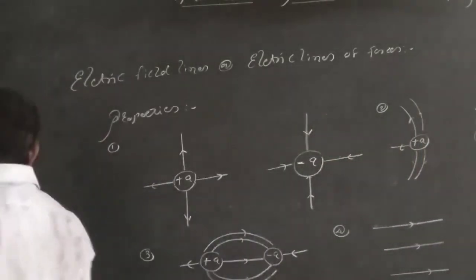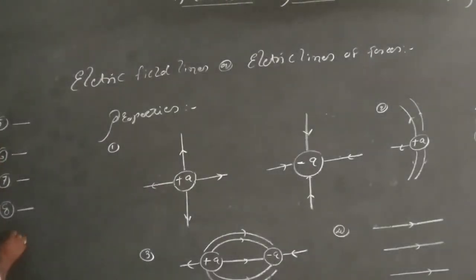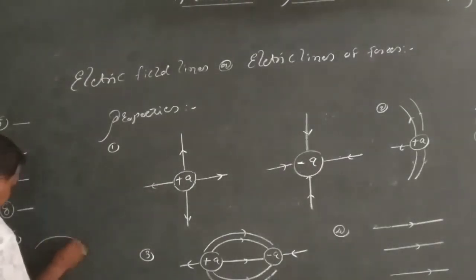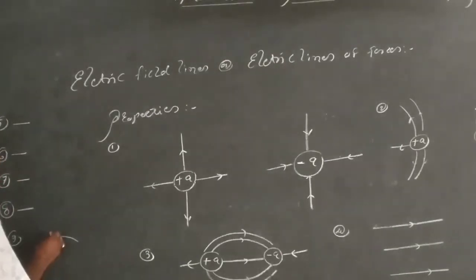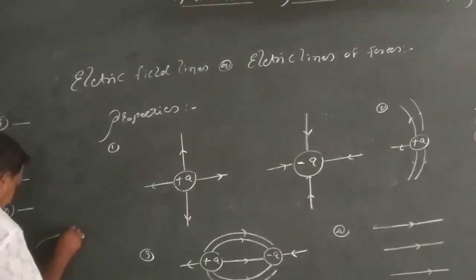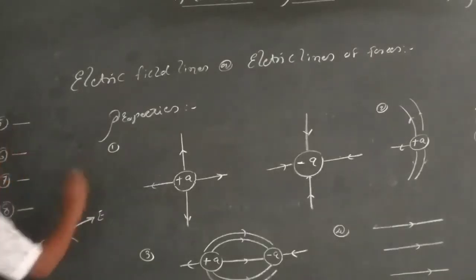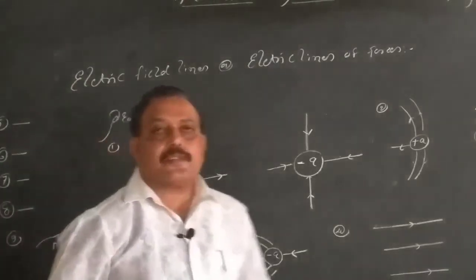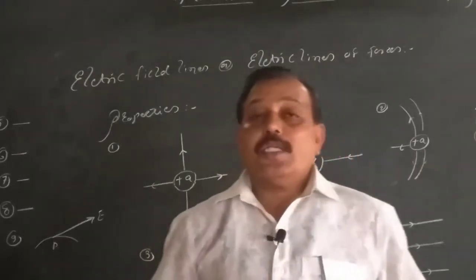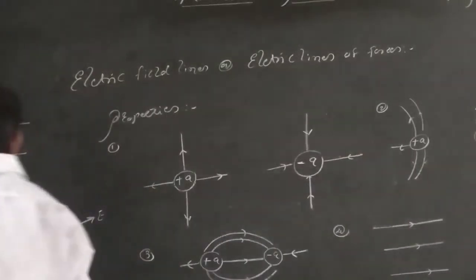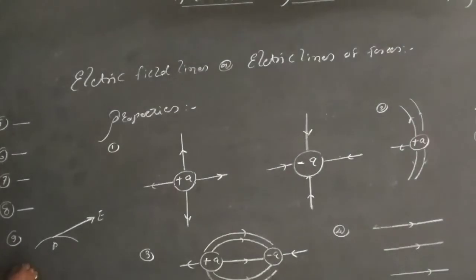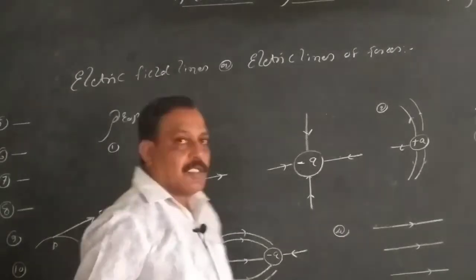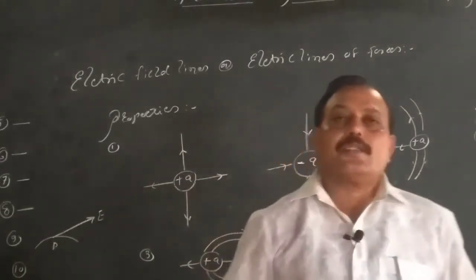So ninth property, the electric lines of forces are smooth curves. If I draw the tangent to a point, that represents what? The direction of the electric field. Now this is the point P. If I draw the tangent for that, that indicates the direction of the electric field. Then what is the important phenomenon? That is nothing but the tenth property. The electric lines of forces are normal to the surface of the conductor.